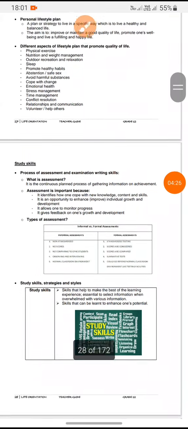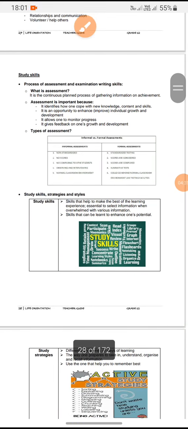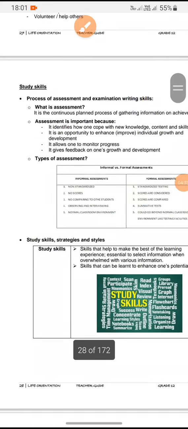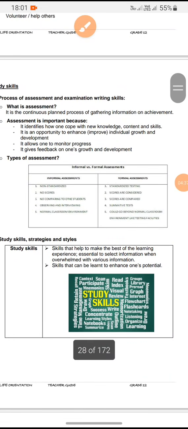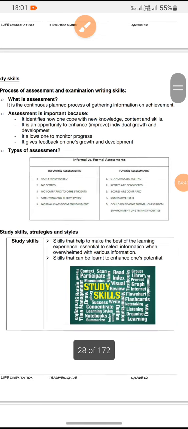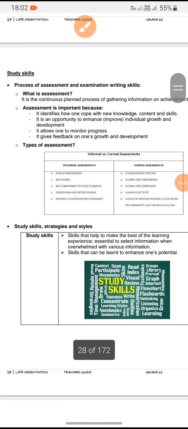So this is your study skills. We come across a lot of information in the book, but some of the knowledge you must have as prior knowledge. You just have to know them.